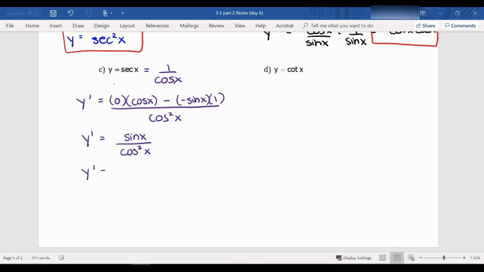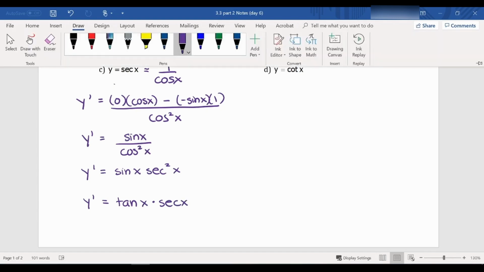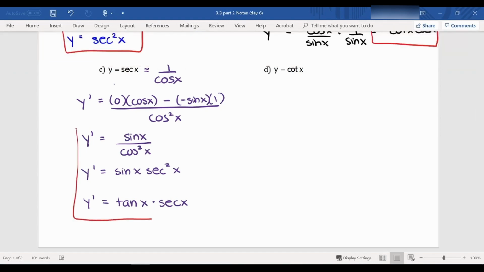You can also rewrite it so the cosine squared is now its reciprocal identity, and you would have secant squared. Or you can write it knowing that sine over cosine is actually tangent, and then you'd still have one cosine on the bottom, leaving you with one secant. Any of these three would work.